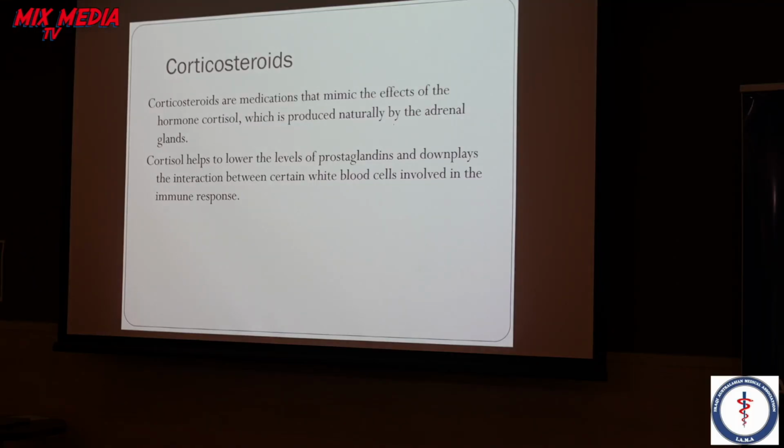Corticosteroid, which, as I said, is the most commonly used. It's a normal hormone released by the adrenal gland, so it's a mimic to a normal hormone. What it does, it just helps to lower the level of prostaglandin and downplay the interaction between special white blood cells as an immune response to pain, which cause inflammation and cause more pain.